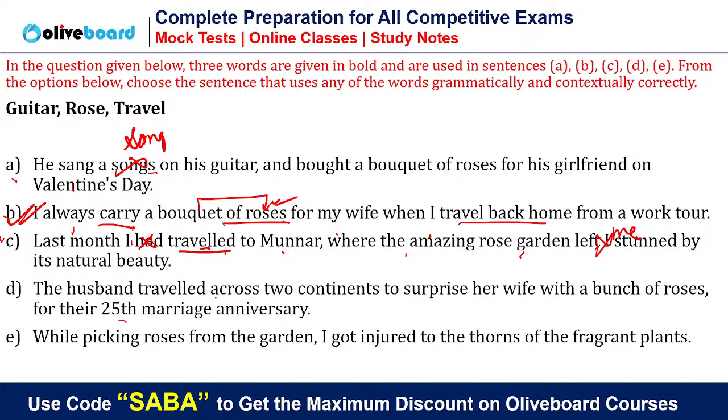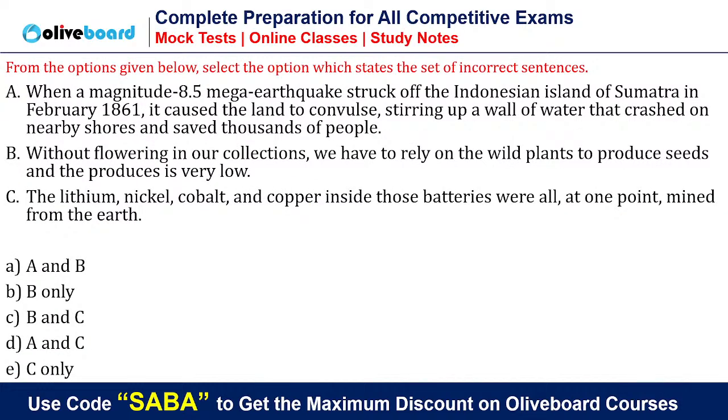The husband traveled across two continents to surprise her wife, or his wife, guys. Her wife or his wife. So the husband traveled across two continents to surprise his wife with a bunch of roses for their anniversary. This is absolutely correct because husband and wife, anniversary खाली husband की थोड़ी ना थी, anniversary तो wife की भी थी. So the anniversary is of both husband and wife. So their anniversary is correct, but her wife is wrong. It will be his wife क्योंकि husband की wife थी, ठीक है. While picking roses from the garden, I got injured by the thorns of the fragrant plants. Okay, by. So simple, B is correct. Clear everyone? Now once you have got the pattern, it is easy to do. Chalo, moving on to the next.